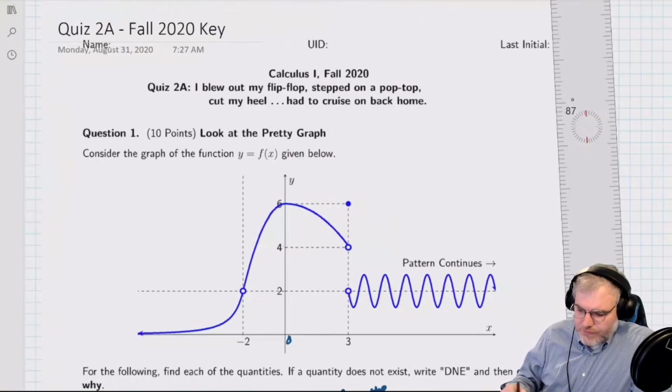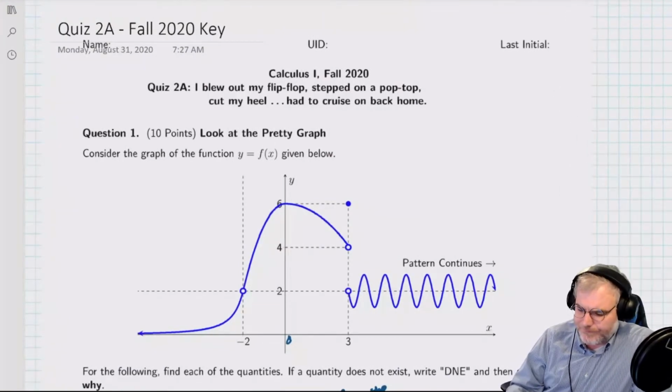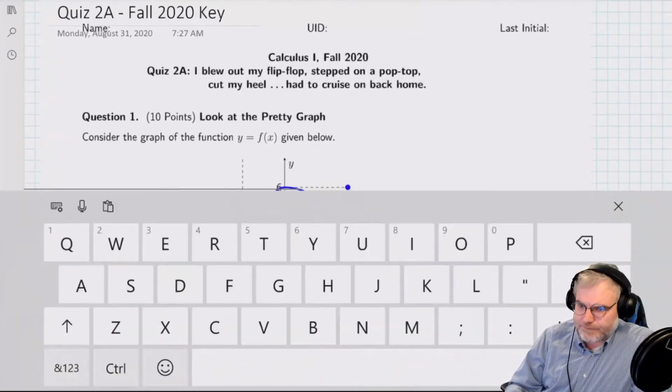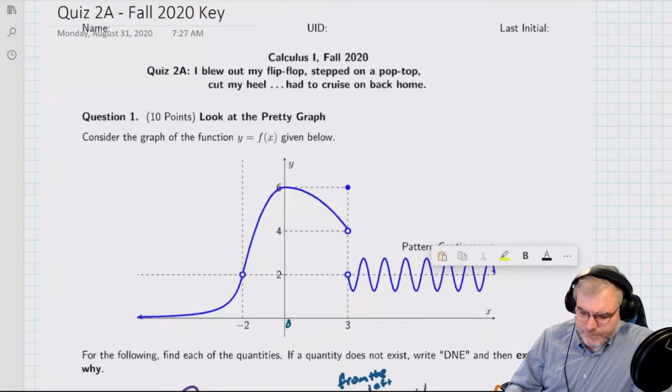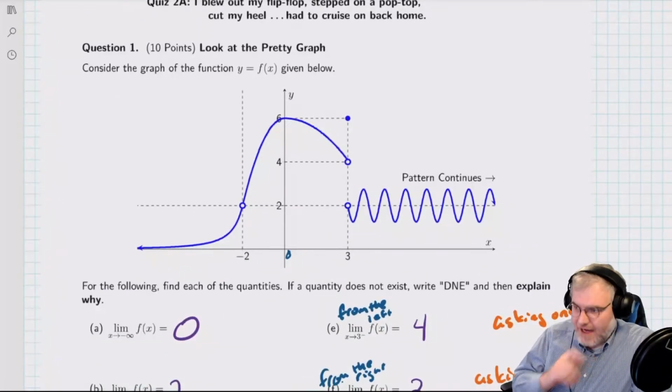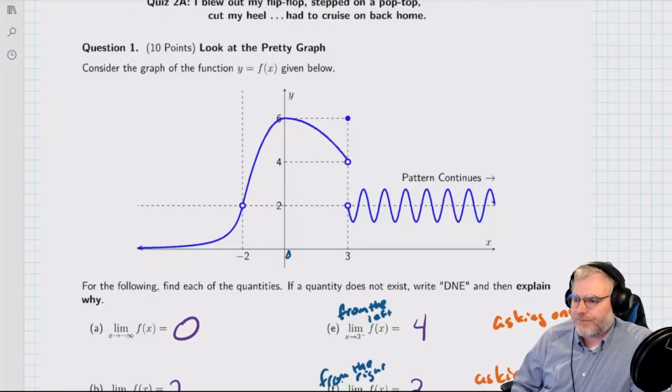So this graph. The idea was you look at this graph. Let's turn off the ruler. The idea was to look at this graph and pick off the values here. So let's see.